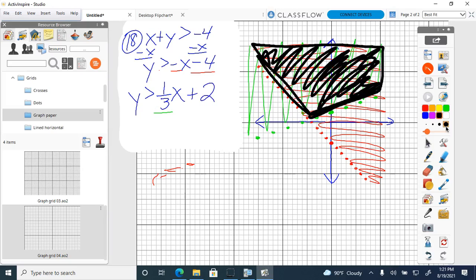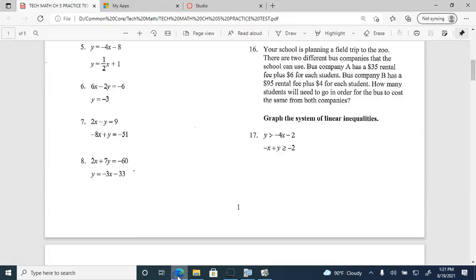Any questions? No, sir. All right. The last two, we're going the opposite direction. They give us graphs and we have to make the inequalities. So not too bad for the last two.